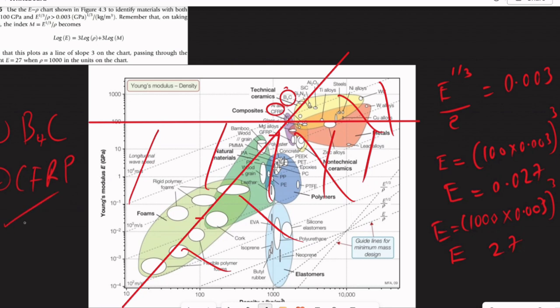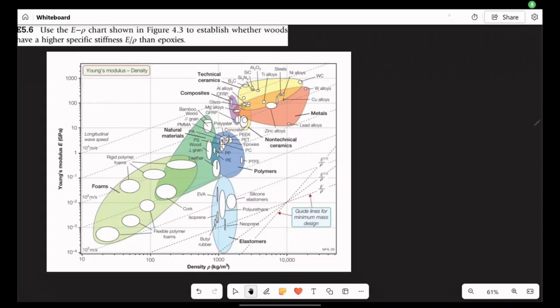So these are the 2 materials that passed our selection. Guys, take a second to look at this question. They're telling us to establish whether woods, all types of woods, have higher specific stiffness compared to epoxy. Here we can see there are 2 types of wood.